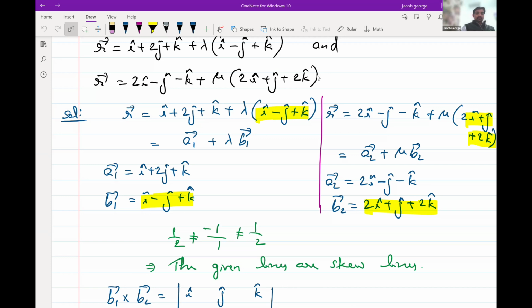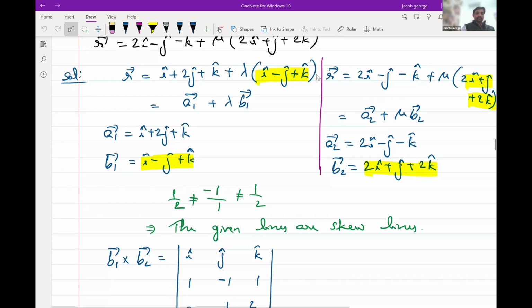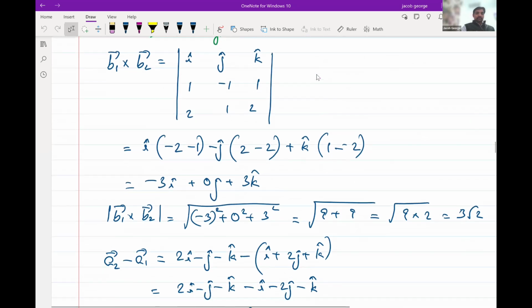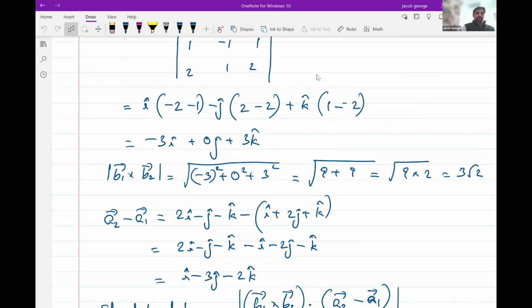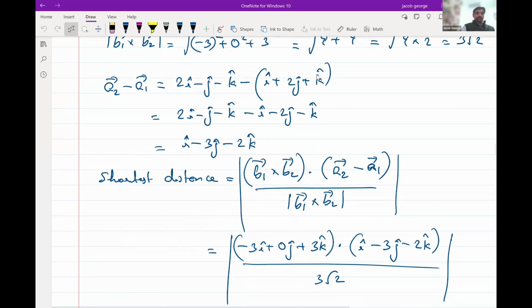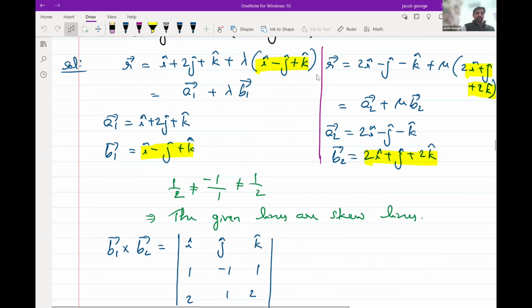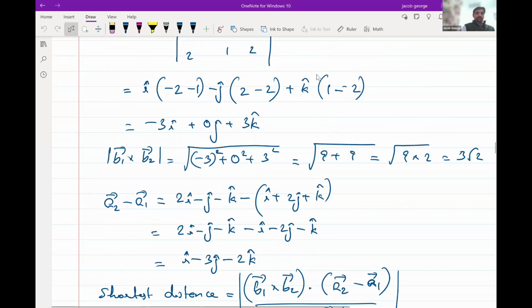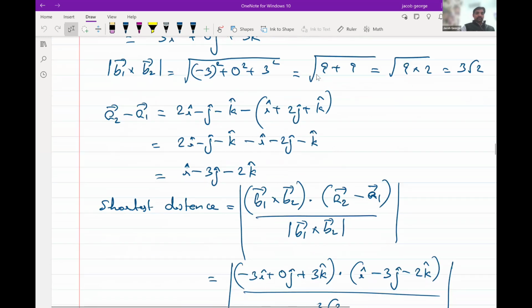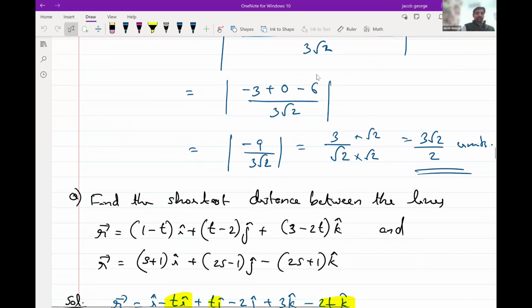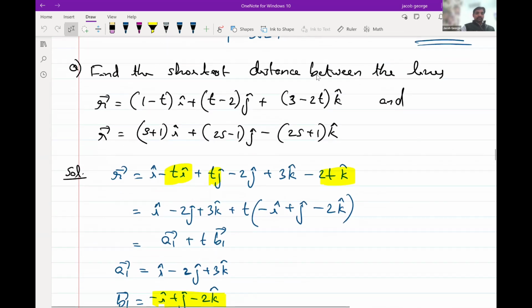So then we write down A1 vector, A2 vector, B1 vector, B2 vector from the given vector equation. Then we find B1 cross B2, magnitude of B1 cross B2, and A2 minus A1. Then we substitute. This is a direct question. All are okay with this type of direct one, right? Any doubt? All these steps are okay, right? Direct questions are okay.